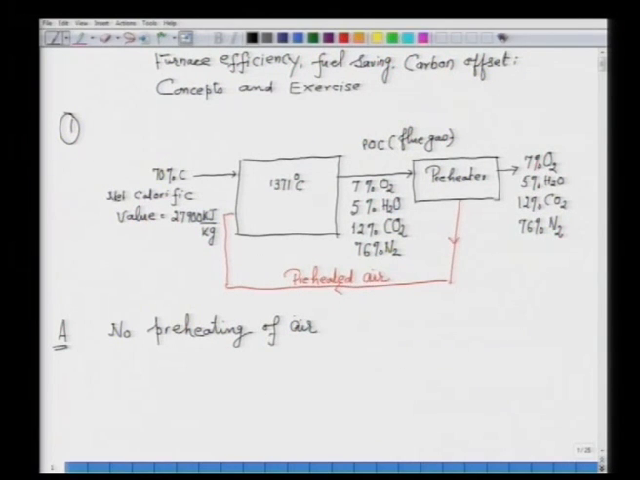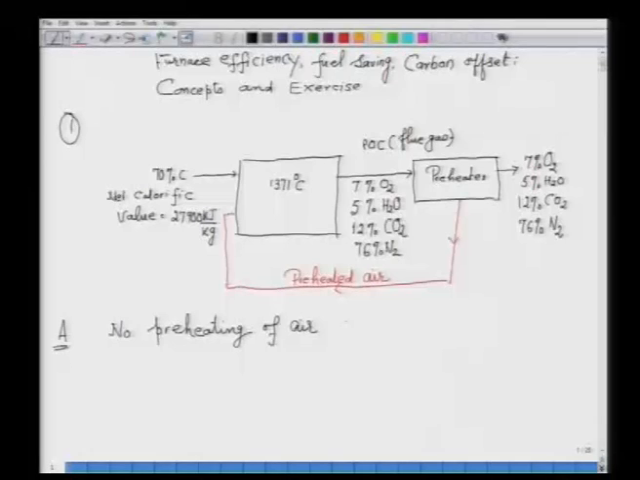Naturally, first of all I must know the amount, because at several places I have told that a heat balance cannot be made unless you do the material balance, because you have to know what amount of material is exiting the furnace. So, let us take, for example, 1 kg dry coal.